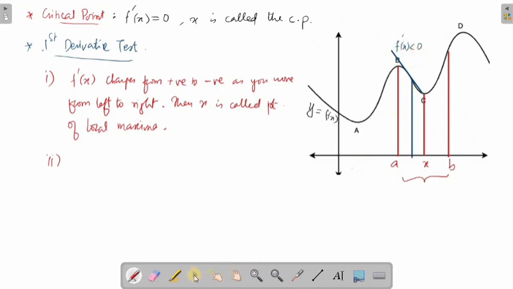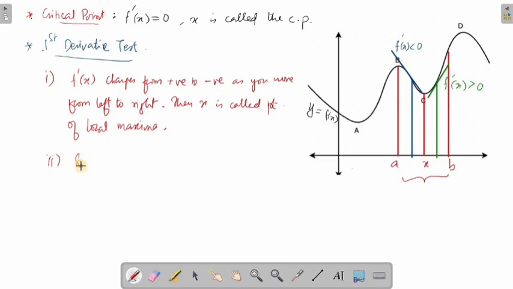Now let's move to the right. When we move to the right of this point x and draw the tangent out here, it's not perfect, so let me erase this. When you draw a tangent at this point, the slope f dash of x will be positive in this case. So basically when you move from left to right, if f dash of x changes from negative to positive, then we say that the point x is a point of local minima. Is that clear?